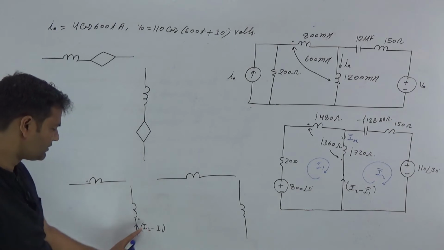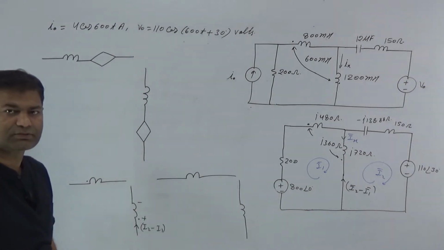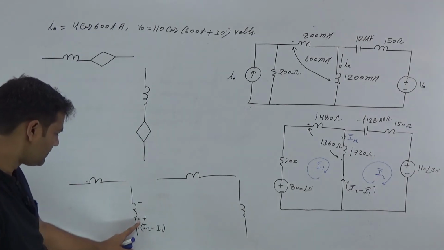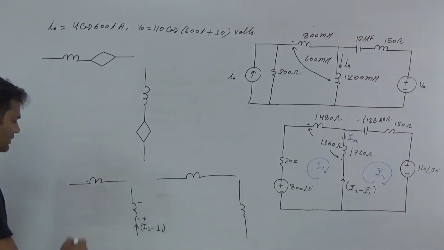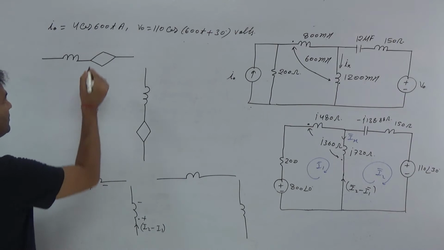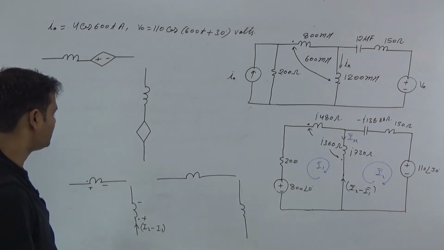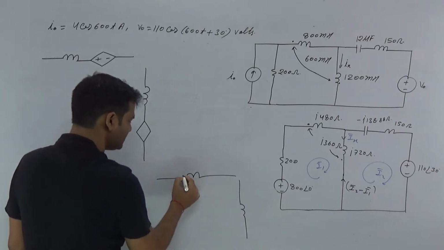If I2 minus I1 flows from plus to minus, the dot corresponding to here also goes plus to minus. This effect on here is plus to minus. So what about the dot polarity? That is plus, and here minus. Clear? Now another way, the effect of this dot.